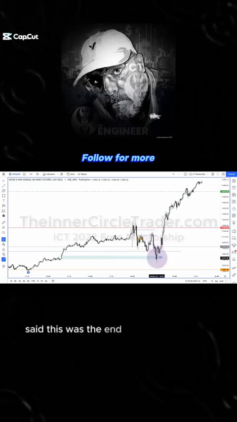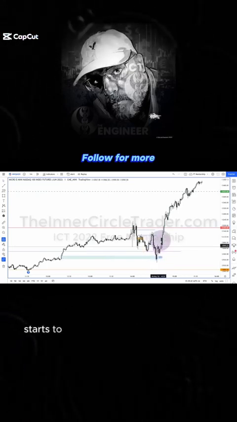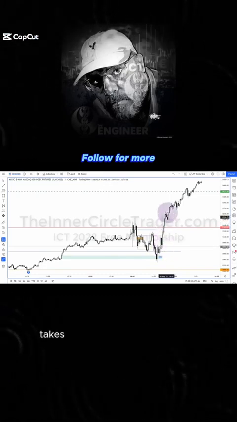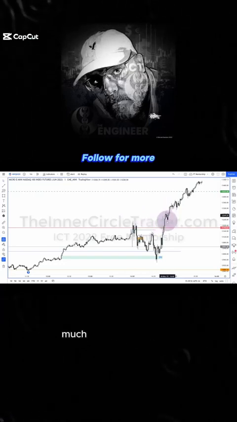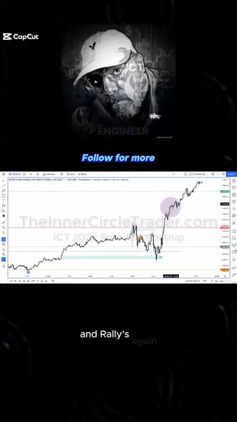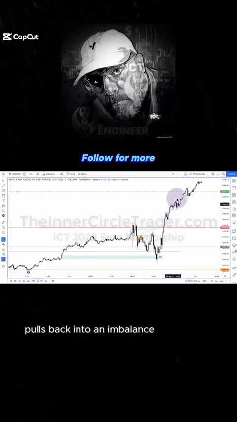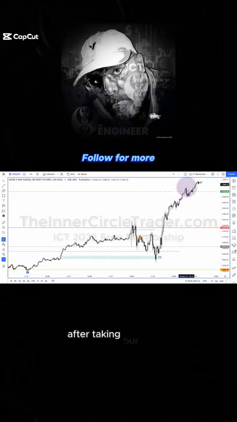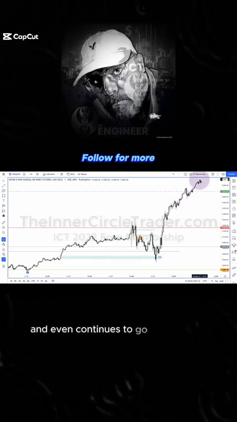I said this was the end of the road for the bears. Starts to rally, down in, rallies once more, takes off, takes out Tuesday's high, much more meaningfully. And rallies again, goes back into an imbalance here, rallies again, goes back into an imbalance here after taking the target, and continues to go higher from there.